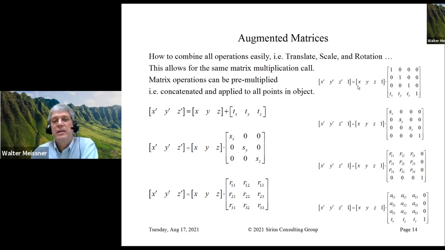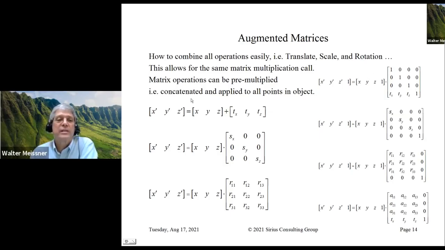So what they do is they take the row vector, which has x, y, z, and they extend it by one and put a one there. So all points will have this form. They'll take the matrix and make it instead of a 3x3, a 4x4. And there'll always be a row of ones here in the diagonal.